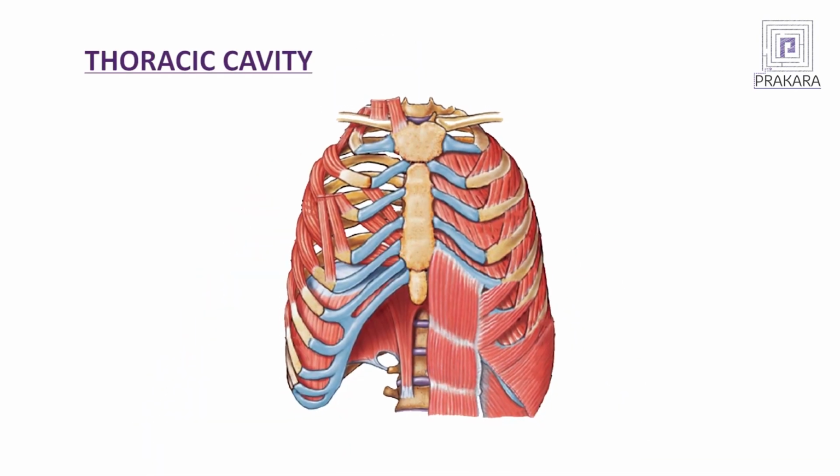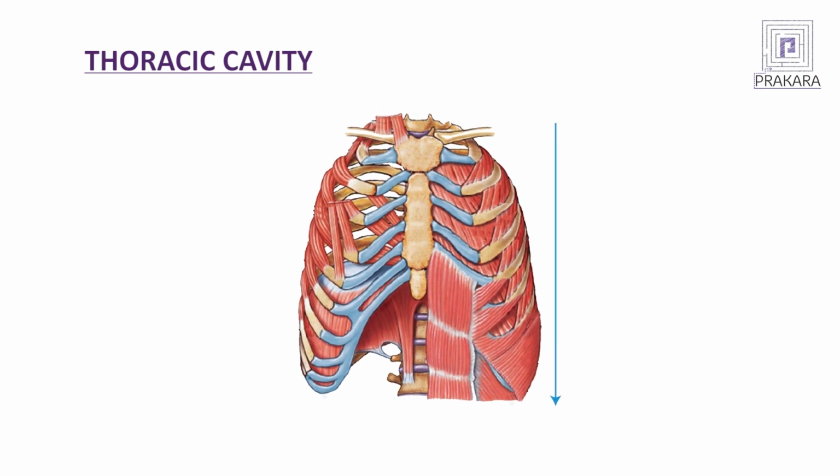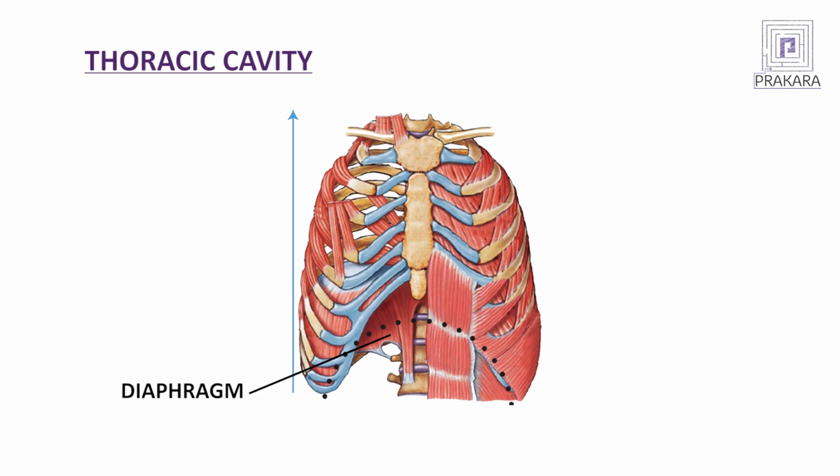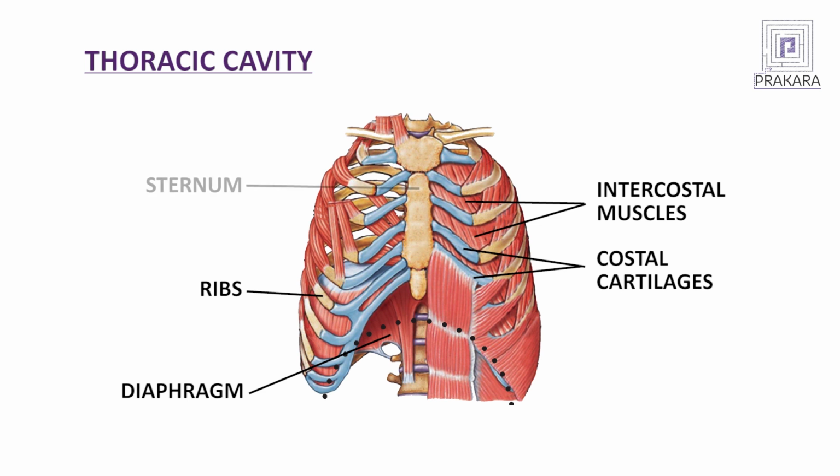The thoracic cavity consists of the following boundaries. Inferiorly or below, it's a dome-shaped muscle, the diaphragm. Superiorly or above, the boundaries are the parts forming the root of the neck. Laterally or on the sides, the intercostal muscles and 12 pairs of ribs. Anteriorly or in the front, the costal cartilages of the ribs and the sternum. Posteriorly or behind, the boundaries are the thoracic vertebrae.